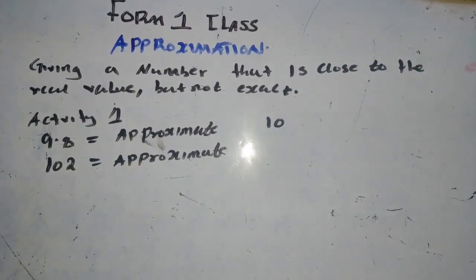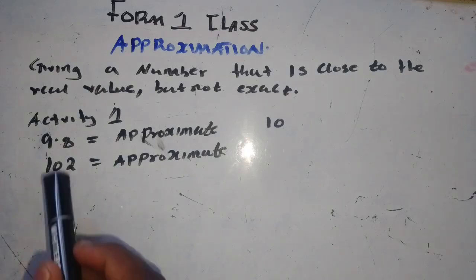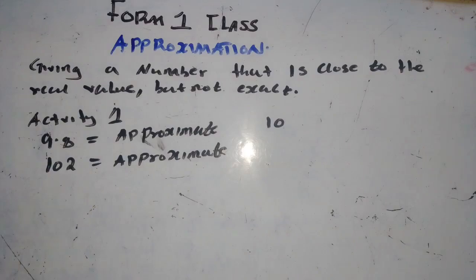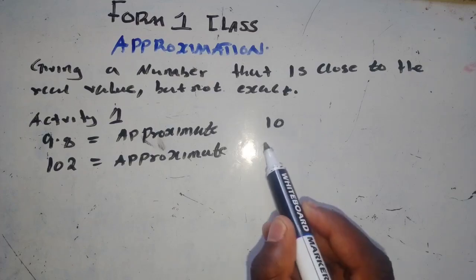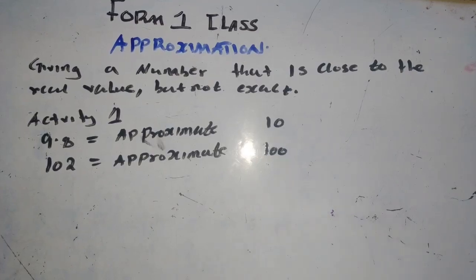Okay, and this 102 can be approximated to 100. It's because it's near 100 than it is to 110. If you see the difference between 102 and 100, it's just a 2, so it's nearer to 100 than it is to 110, so it can be approximated as 100.